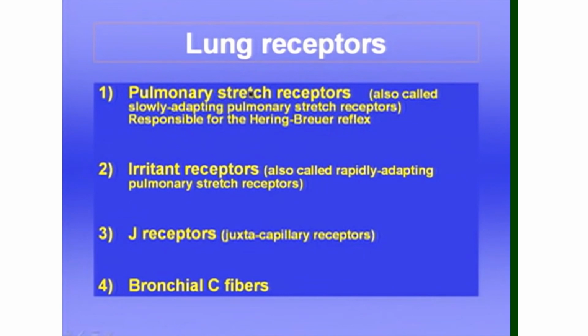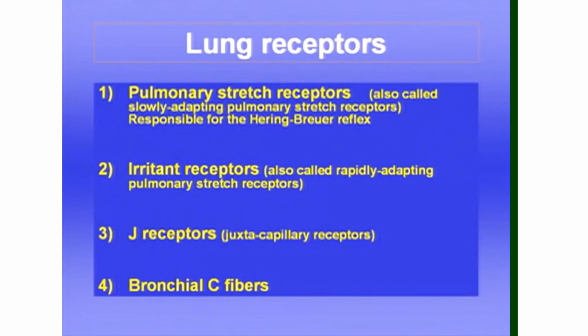I personally happen to prefer stretch receptor, but a lot of people call them slowly adapting, and that means that if you change the signal on the receptor, if you change for example, the volume of the lung, the receptor will maintain responding at that increased level. That's a slowly adapting one, whereas a rapidly adapting receptor will initially increase its output and then it'll return towards normal.